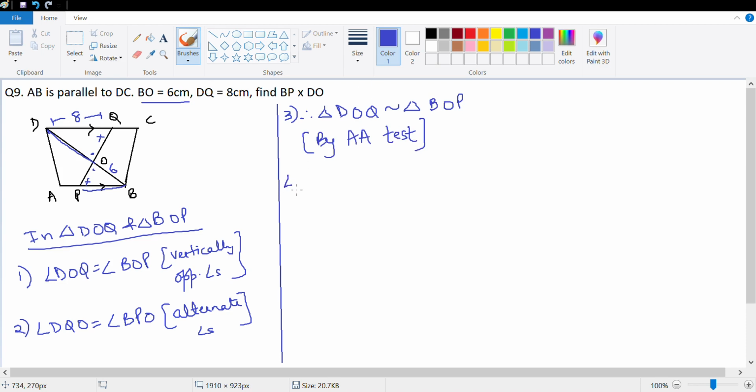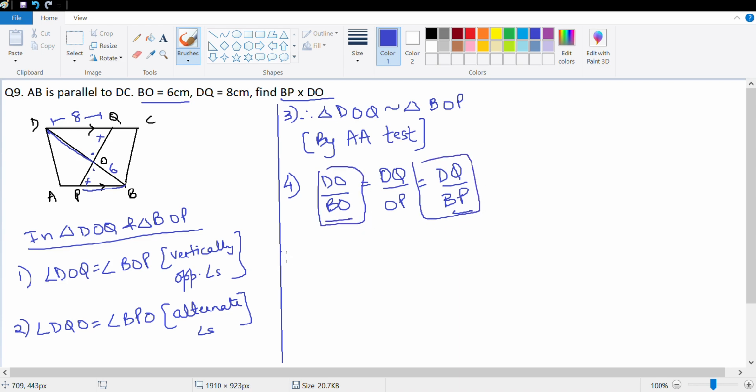Next, let's write the proportion. So DO upon BO would be equal to OQ upon OP is equal to DQ upon BP. What do we need? BP into DO. So we need to look at the first and the third. DO upon BO is equal to DQ upon BP. DO value is not given. So DO multiplied with BP, which is what we need to find, is equal to DQ multiplied with BO.